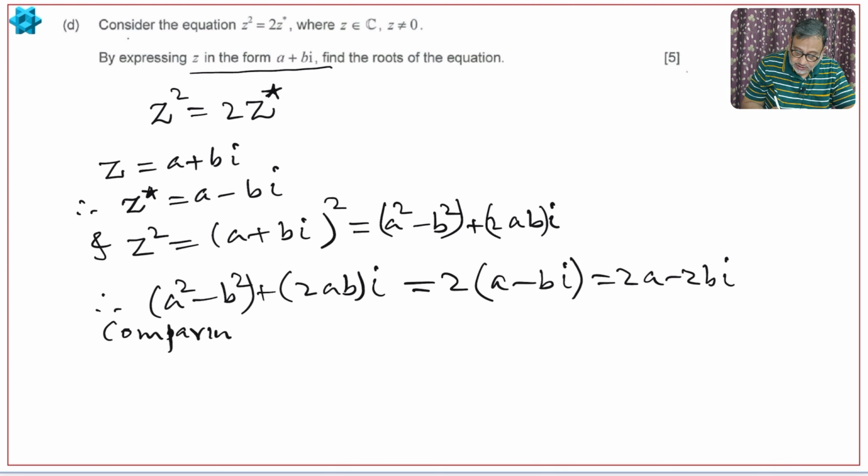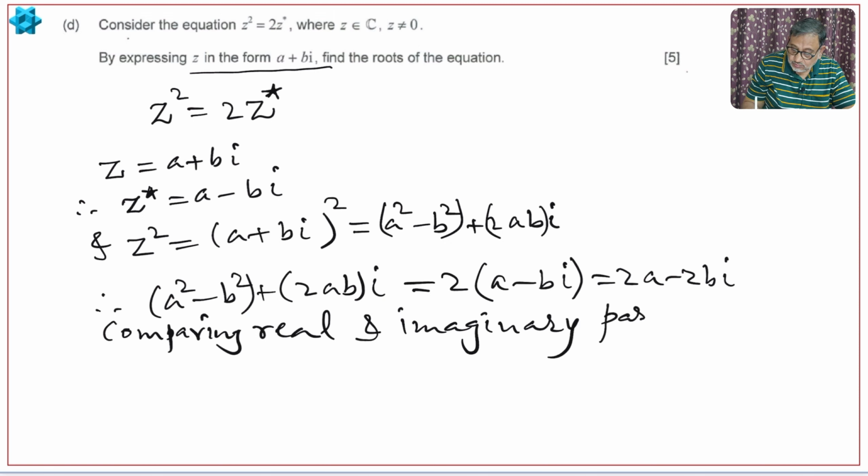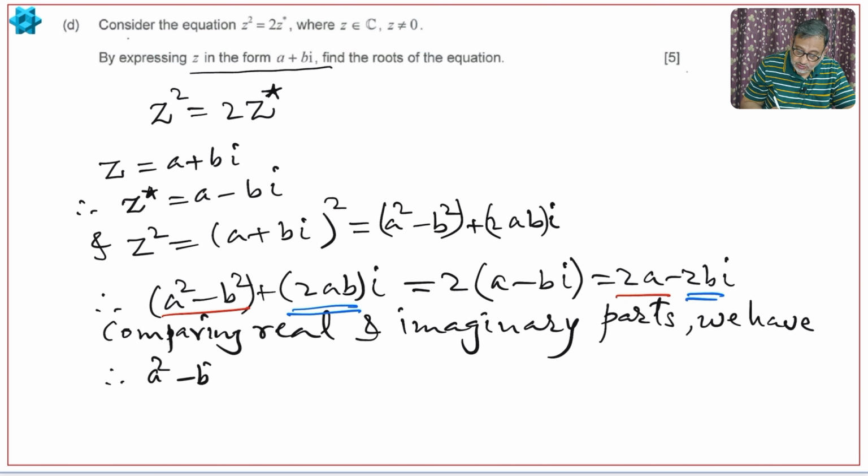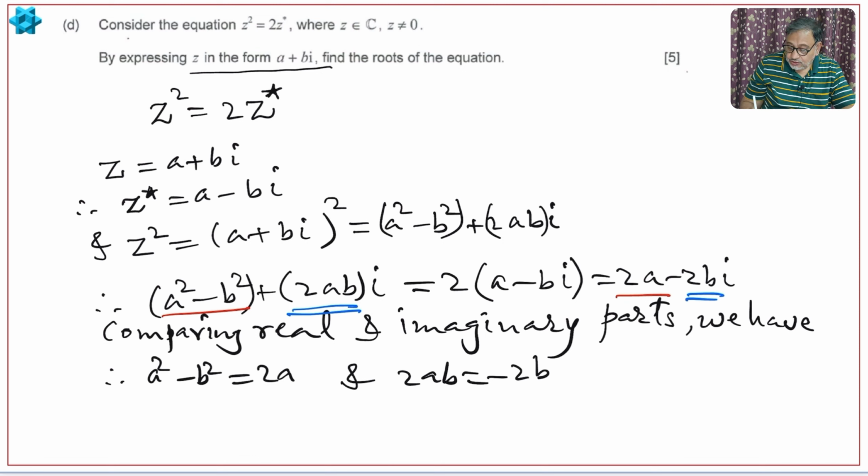Comparing real and imaginary parts, we have, see, this real part is equal to this real part, and the imaginary part is equal to the imaginary part. Okay, so therefore a square minus b square is equal to 2a, and 2ab is equal to minus 2b. 2 and 2 gets cancelled, b and b also gets cancelled, so a is equal to minus 1. This is the value of a.